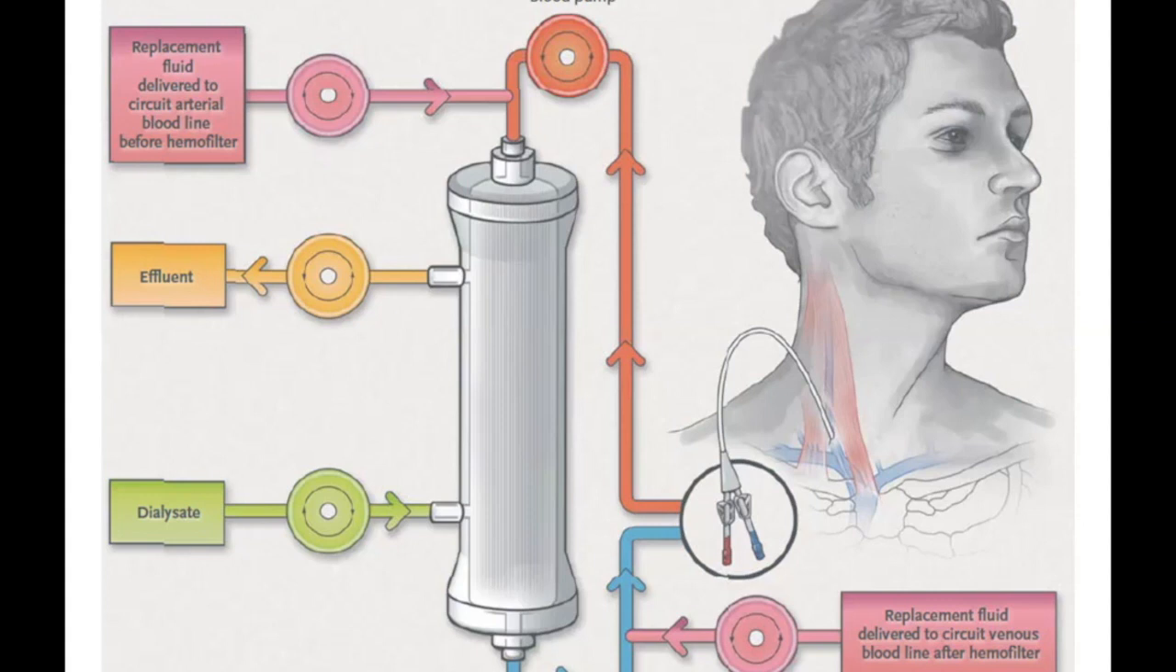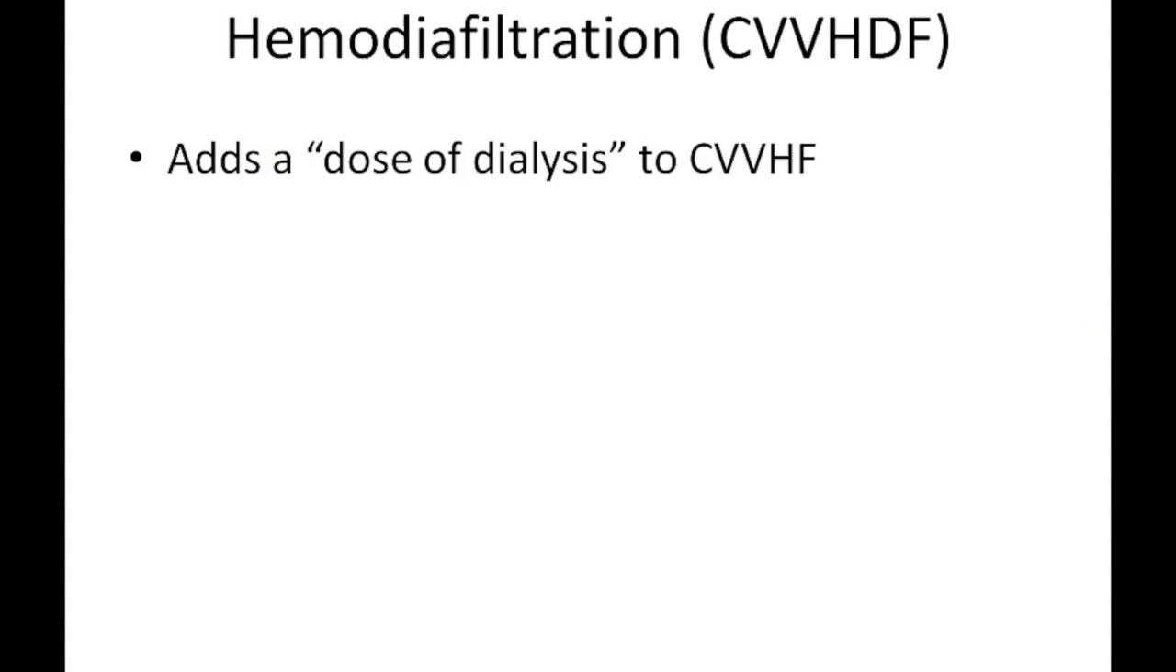As we said before, you can deliver the replacement fluid in CVVHF in hemofiltration either before the blood enters the cartridge or after, and there are some advantages and disadvantages to those methods, but for our purposes, just know that replacement fluid is used under CVVHF, and this is the typical catheter terminology of the arterial and the venous port. If you were to do CVVHD, you would be adding dialysate and combining both of these methods together for CVVHDF. So that's what we'll talk about next.